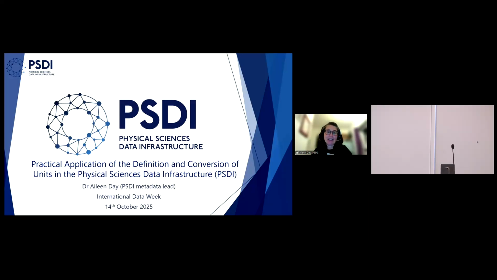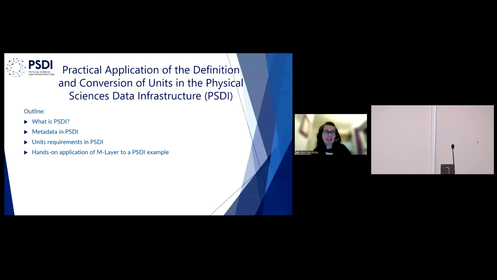I work for PSDI, the Physical Sciences Data Infrastructure. I think Elizabeth mentioned it in her presentation. So I'm going to do a really quick what-is-PSDI explanation. I'm going to talk a bit about the metadata in PSDI, which I'm responsible for. I'll outline our requirements for units in PSDI, which we're starting to think about now. And following on from Blair's presentation, I'm going to tell you a bit about my thought experiment in how we might be able to use something like MLayer to handle units in PSDI.